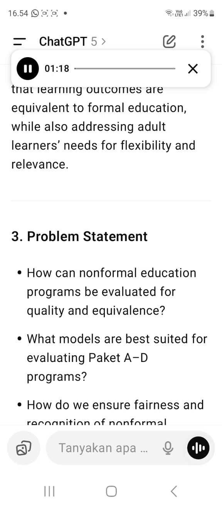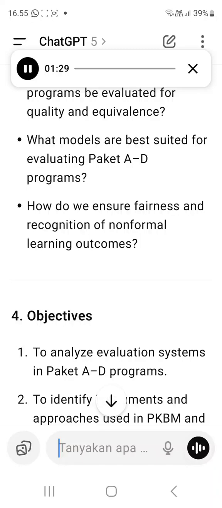Objectives. 1. To analyze evaluation systems in Packet A-D programs. 2. To identify instruments and approaches used in PKBM and non-formal institutions. 3. To propose strategies for improving the credibility and quality of non-formal education evaluation.